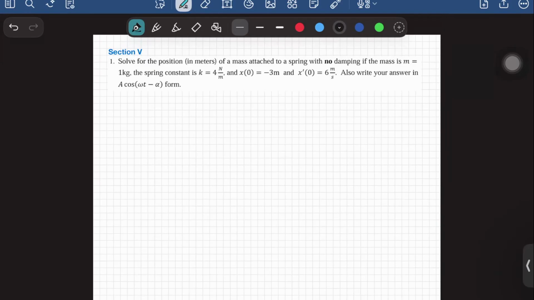If you can see, the "no" is particularly bolded, so that is important to remember. And no damping, if the mass m is 1 kg, the spring constant k is 4 newtons per meter, and x at 0 is given. Those are just initial conditions given to us, and we have to write our answer in the form a cosine of omega t minus alpha.